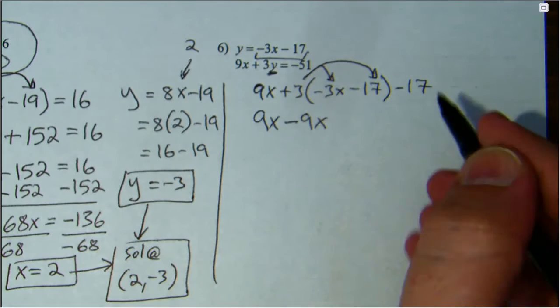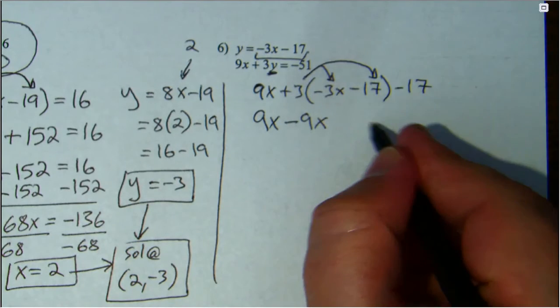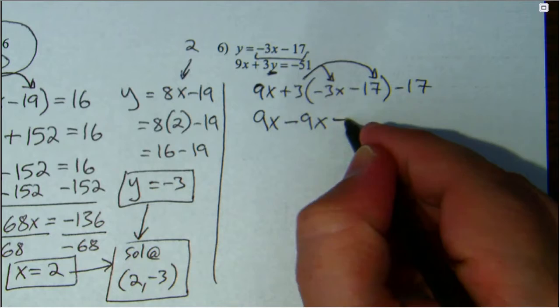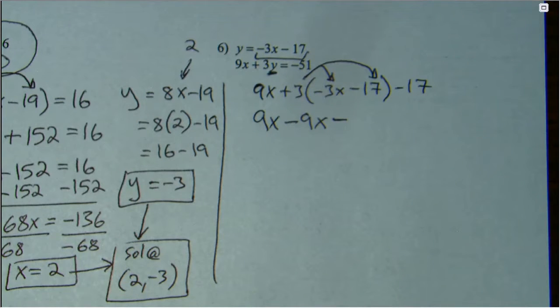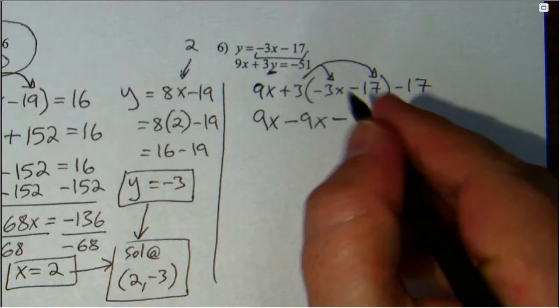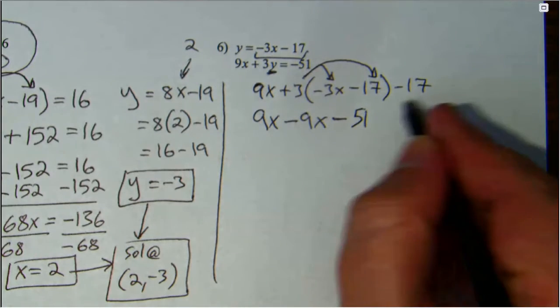Please excuse my dear Aunt Sally. Very good. All right, what's 17 times 3? Should have got negative 51.